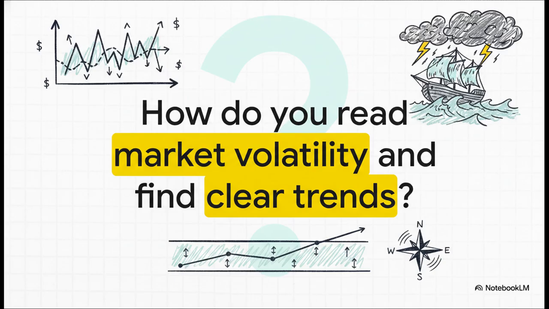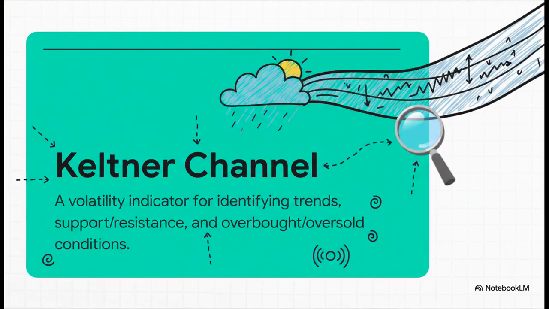You're just staring at a chart, watching prices bounce up, down, and just chop sideways, and you're trying to figure out where's the real move? Where's the opportunity? It can feel like you're trying to navigate a storm without a compass. Well, guess what? There's a tool designed specifically to help map out that volatility. And that tool is the Keltner Channel.